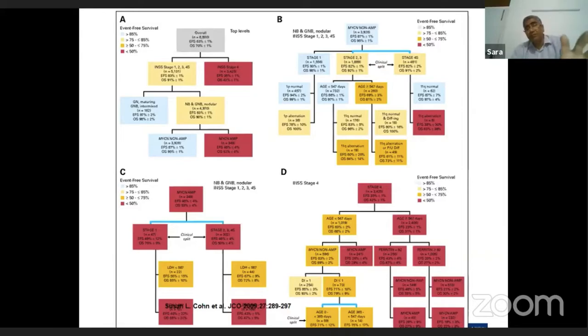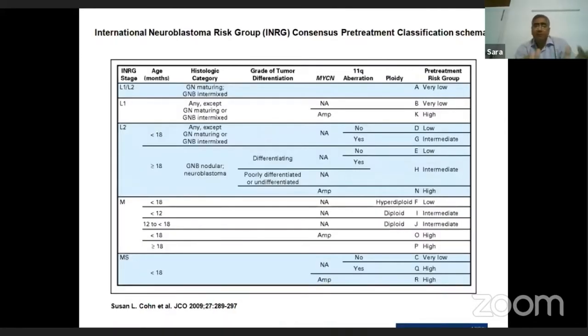So now let's move to the next slide. Based on that previous slide, that data of 8,000 neuroblastoma kids, now the INRG group has come up with this classification of low risk, intermediate, and high risk neuroblastoma.